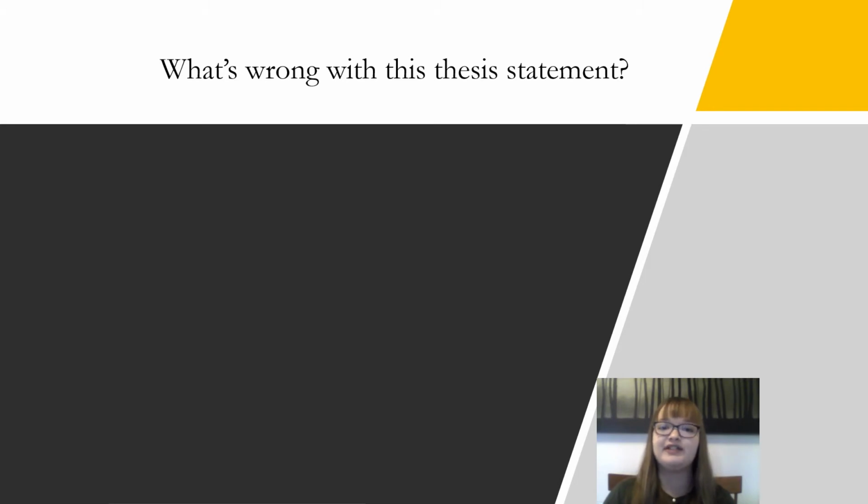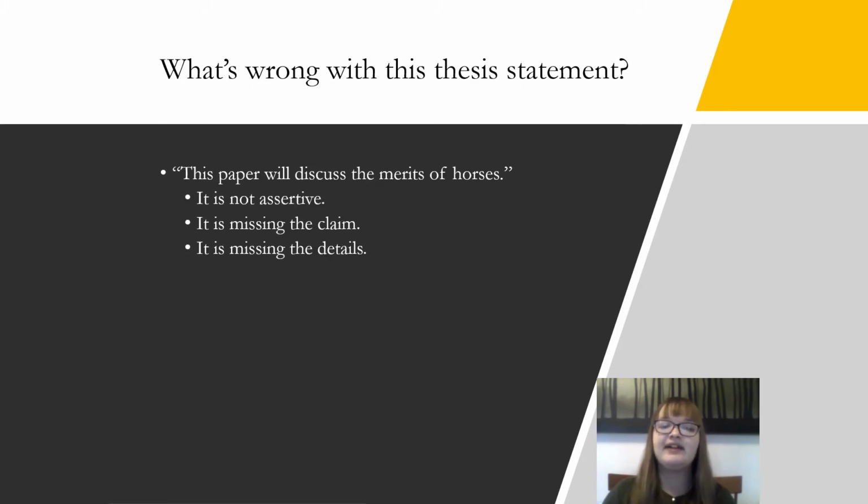Let's take a look at our first example. This paper will discuss the merits of horses. So what's missing here? Well, it's not assertive. It has that phrase, "this paper will," at the beginning that we want to try to avoid. It's missing the claim, and it's missing details. So all we know so far about this paper is that it's going to discuss the merits of horses, but we don't know what those merits are, we don't have a claim about the horses, and we're missing details.